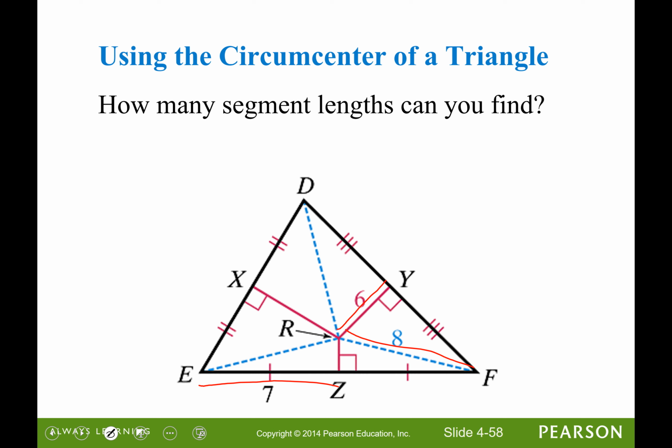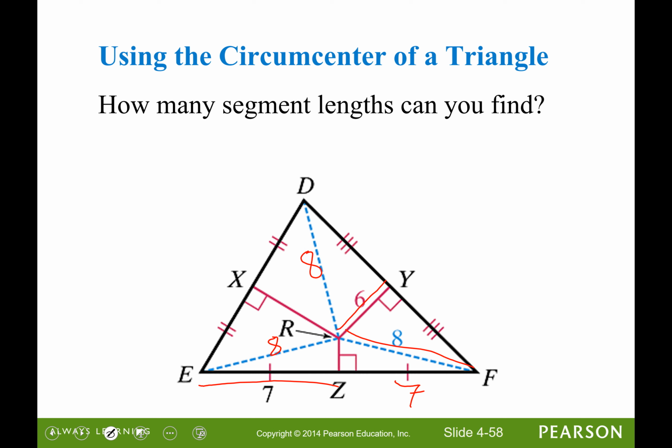Welcome back. Let's see how you did. If you put an 8 here and an 8 here, great job. If you put a 7 right here, that'll work. We know that much. Anything else we can find? That 6 is not congruent to anything else.